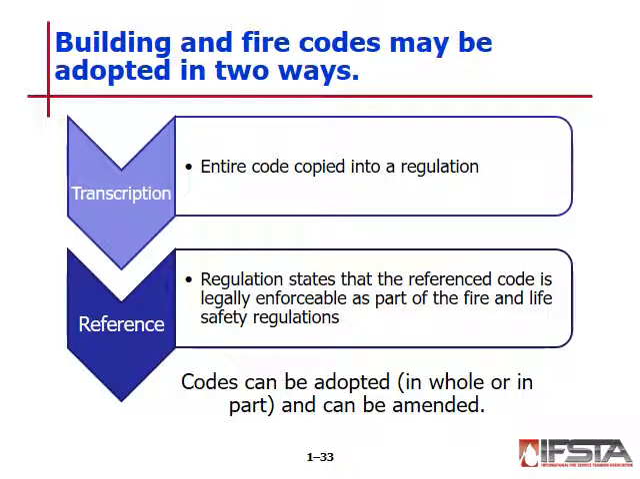Building and fire codes may be adopted in two ways. The first way is by transcription, where the entire code is copied into a regulation. The other method is by reference, where the regulation states that the reference code is legally enforceable as part of the fire and life safety regulations. Now, codes can be adopted in whole or in part and may be amended by the jurisdiction through the adoption process if allowed by the governing authorities.